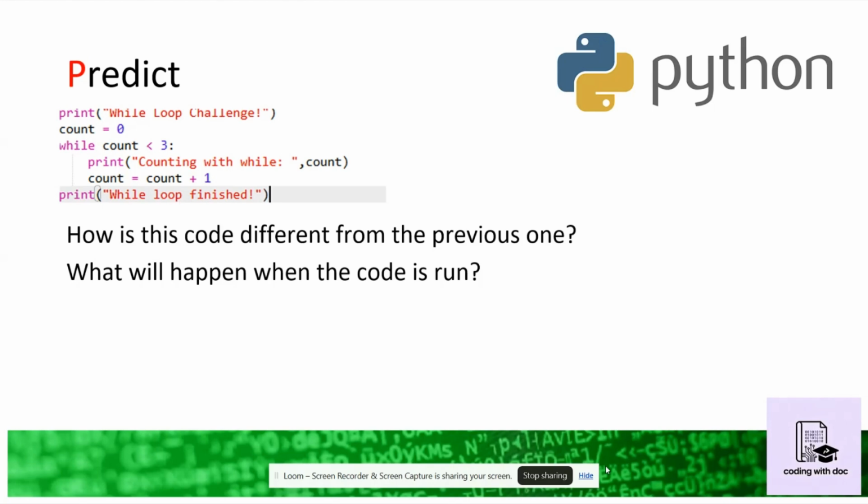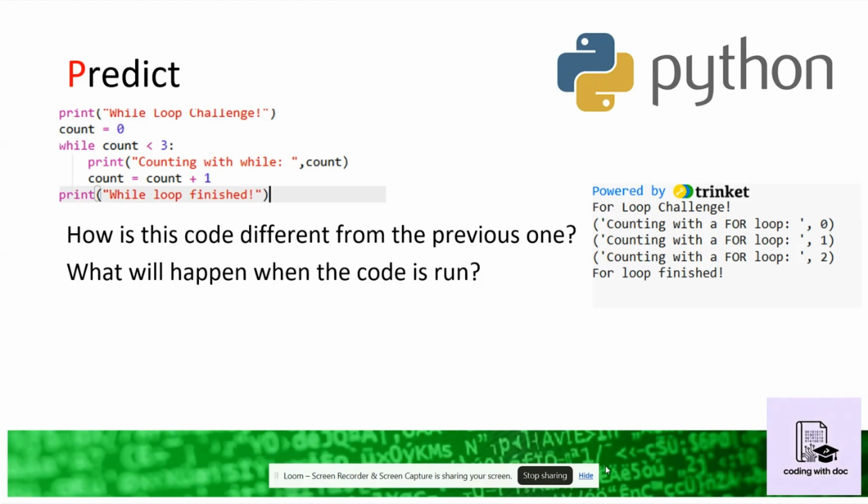So in terms of the output, it's identical. It creates exactly the same thing. It does while loop challenge, and then it will go count is 0, while the count is less than 3, counting with a while loop, and it'll print 0, counting with a while loop, and it'll print 1, counting with a while loop, and it'll print 2, and then it'll stop because it'll have reached 3, and it'll come out. I've cheated slightly because I put the same picture in as the for loop, but they would be identical, except it'll say while instead of for in there.